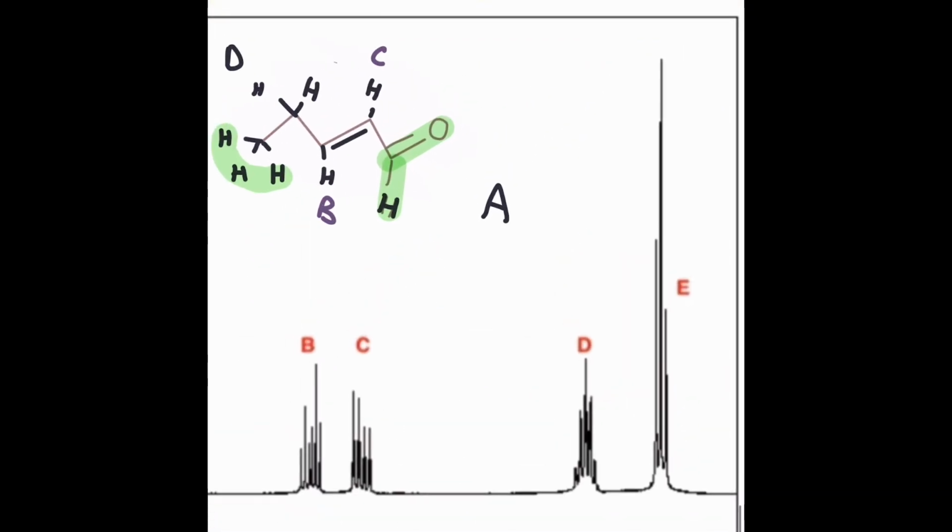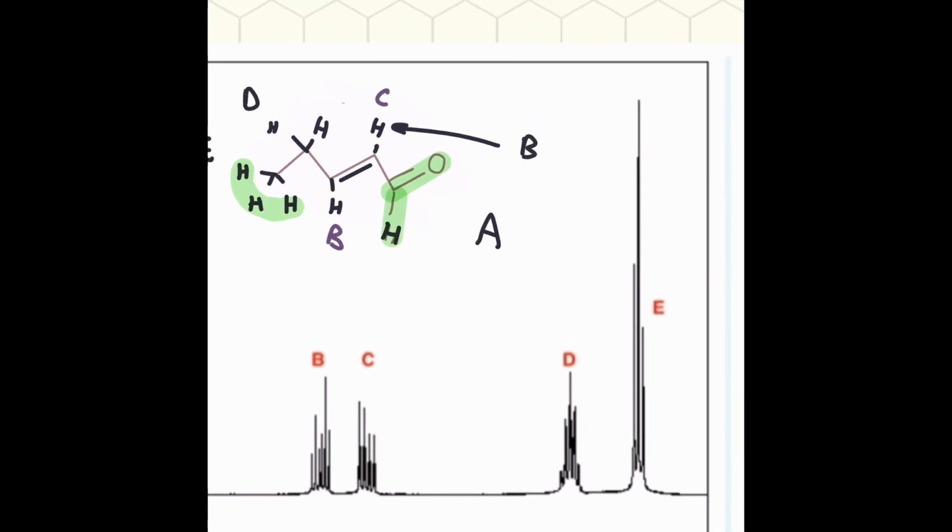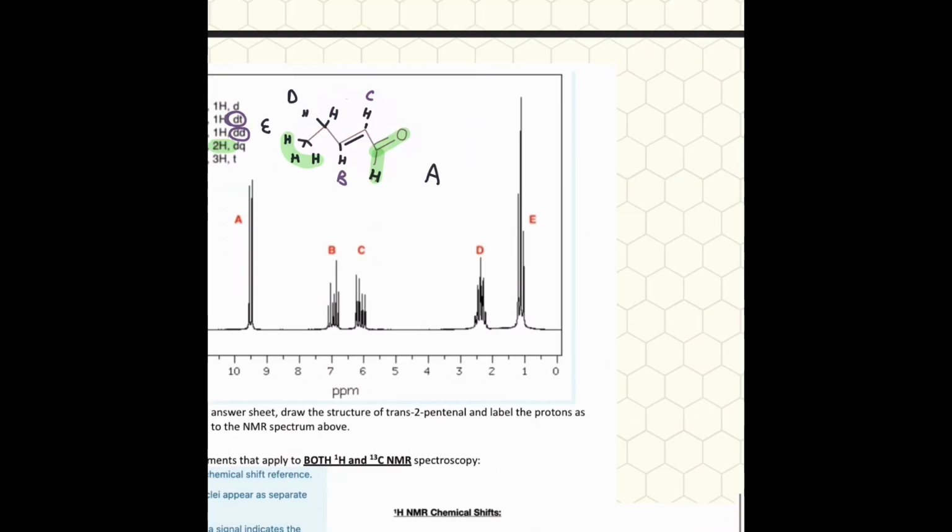Initially, on my answer sheet, I made this one B, because I thought, oh, it's close to the oxygen, so it's more downfield, but the coupling is the stronger indicator.